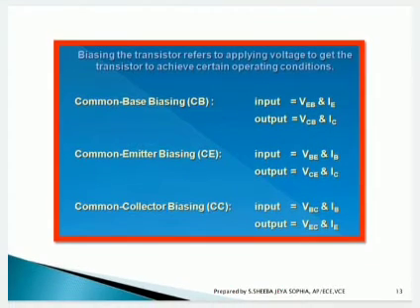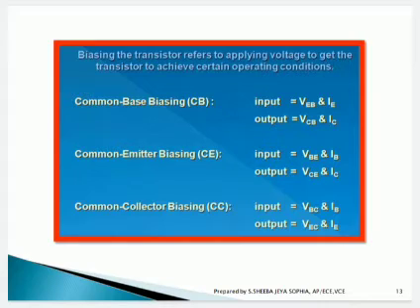So how will the biasing be given? In common base biasing, input is VEB and IE, output corresponds to VCB and IC. In common emitter biasing, input is equal to VBE and IB, output corresponds to VCE and IC.